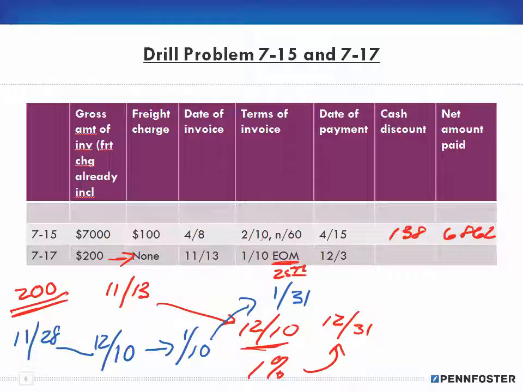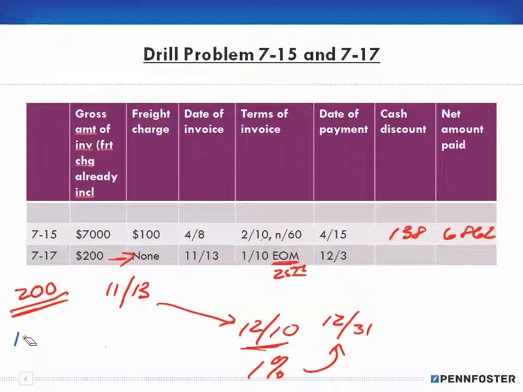Okay? So hopefully you've gotten that, and we'll go back to the problem where we left off. So I have an invoice for $200, and I can take the discount all the way up until December 10th. Well, I made the payment on December 3rd, so I take my $200. I can take the discount of 1%, which is, I'm sorry, $2, right? $2.